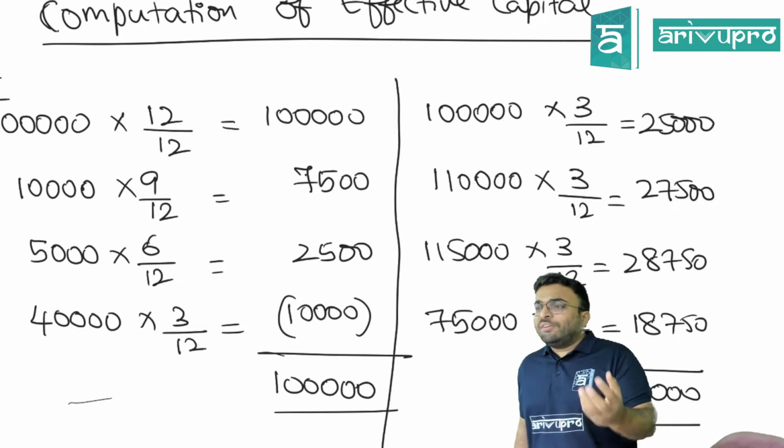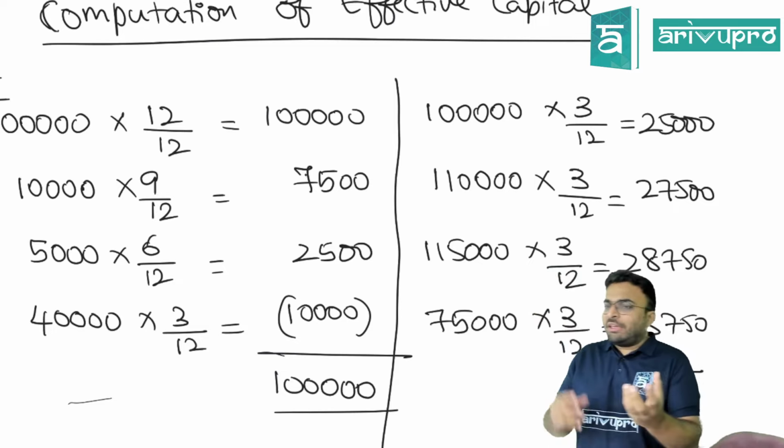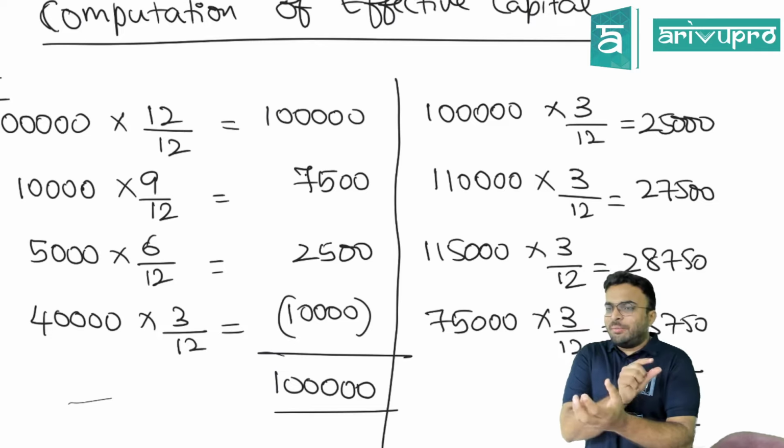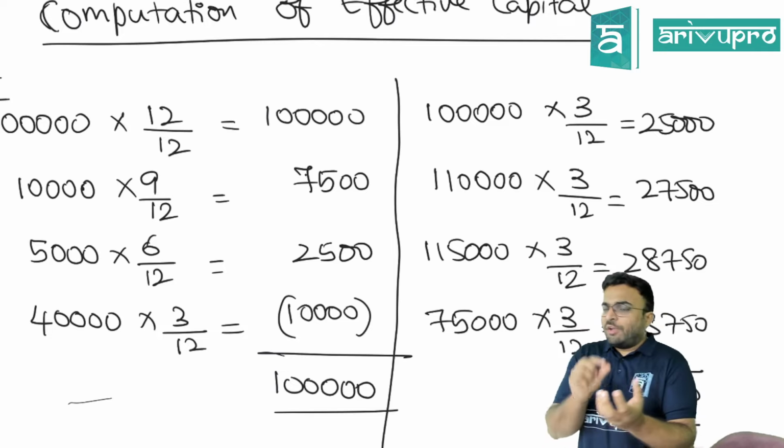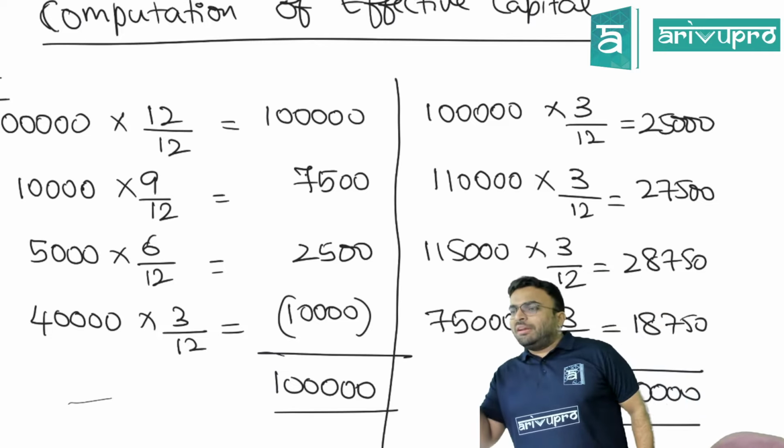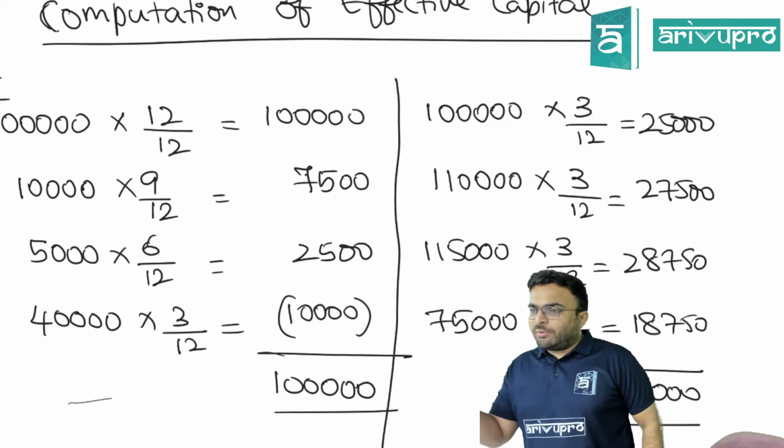10,000 is introduced on 1st April. That means effectively I cannot use it for the first 3 months. Can I use this capital for the first 3 months? No, it was not even put. So effectively I can use this capital only for 9 months. So that is why 9 by 12.